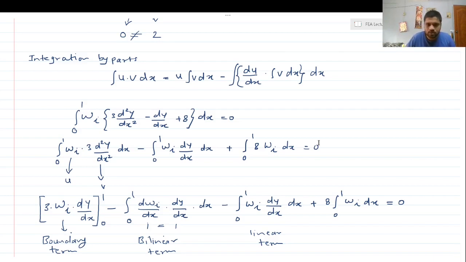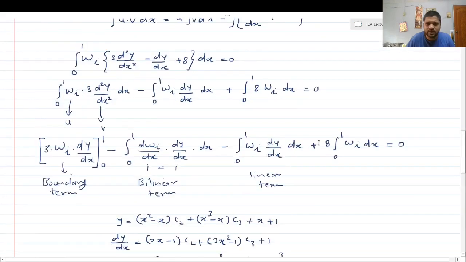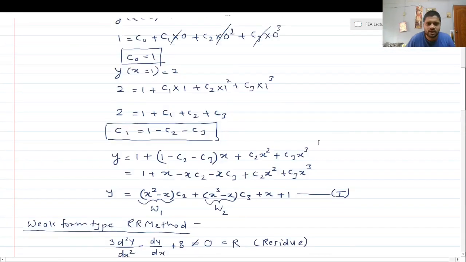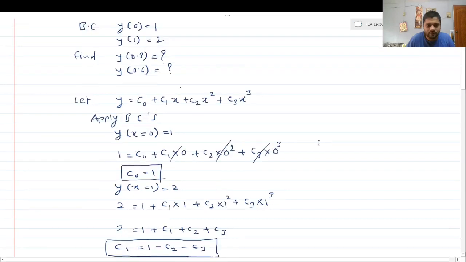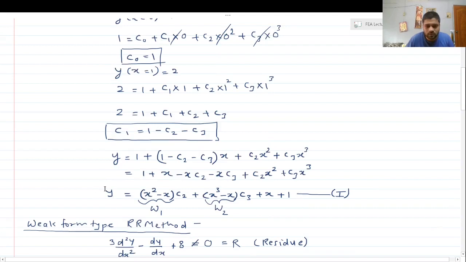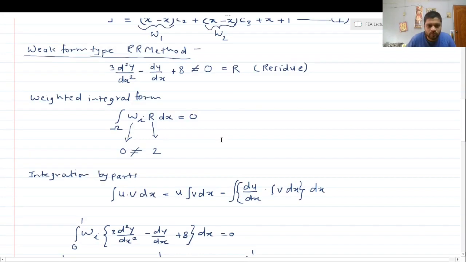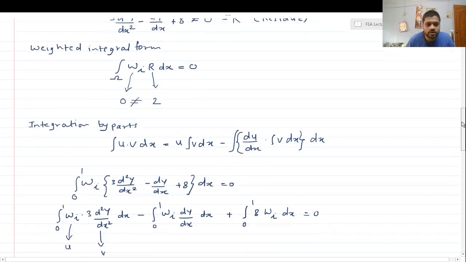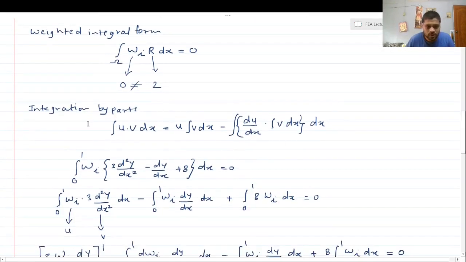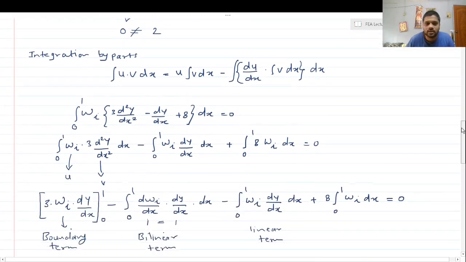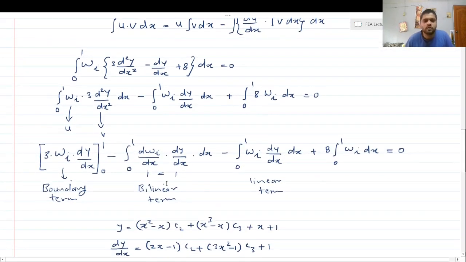So I hope this was understood. This is not that difficult. Few things which we had solved in the last sum, we have referred them. So this derivation of C0, C1, then finding this primary variable equation after satisfying all the boundary conditions. Then we went ahead with the RR method, which showcased how to use integration by parts and make the differential powers same and get all these terms. So I hope you have understood this.